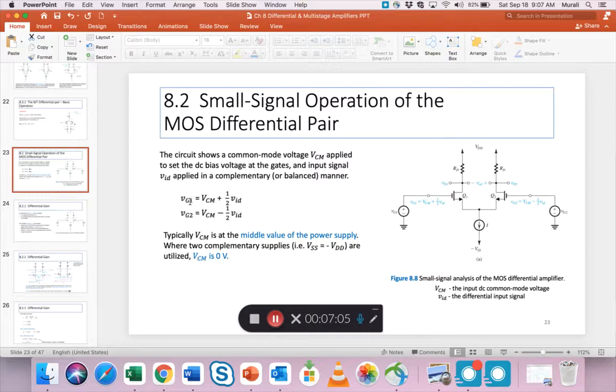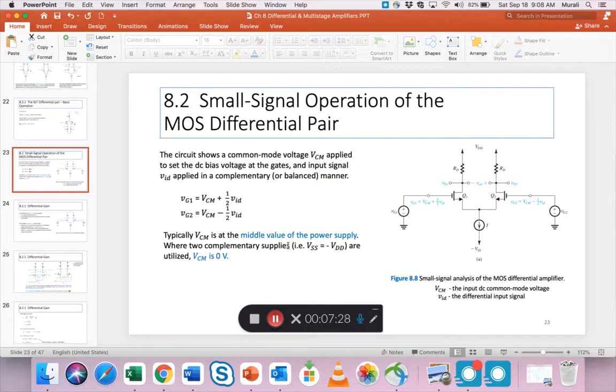Now VG1 is defined as the voltage at this gate, the sum of VCM plus half vid. VG2 is defined as the sum of VCM minus half vid. Typically, VCM is the middle value of the power supply for the whole circuit. Now this is important.